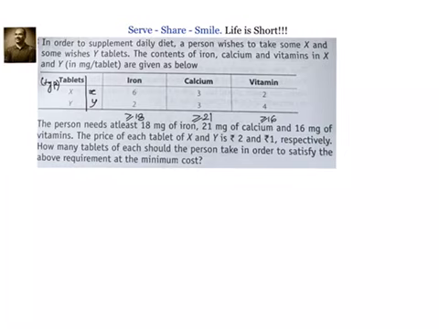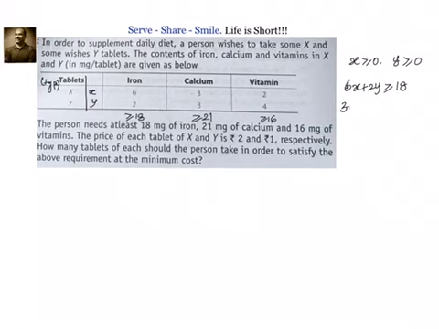Let us say now he takes X tablets of capital X type and Y tablets of capital Y type. Then what will be the constraints we will have? First, both of them should be greater than or equal to 0. So that's a non-negativity constraint. We can write X greater than or equal to 0, Y greater than or equal to 0. Suppose he takes X tablets of type X and Y of type Y, what will be the total iron content he will be taking? That is 6X plus 2Y. So that should be greater than or equal to 18. So let's write down that 6X plus 2Y should be greater than or equal to 18.